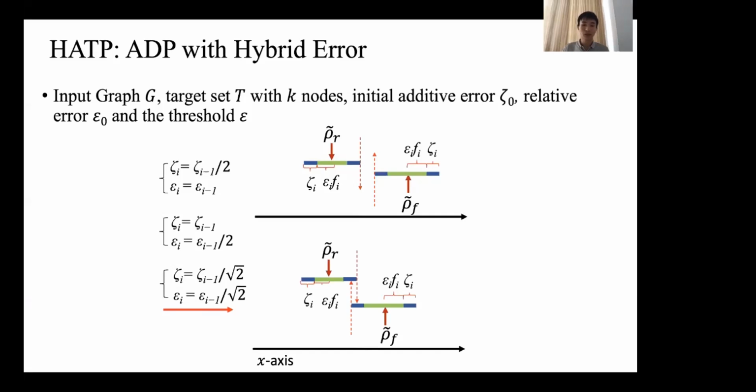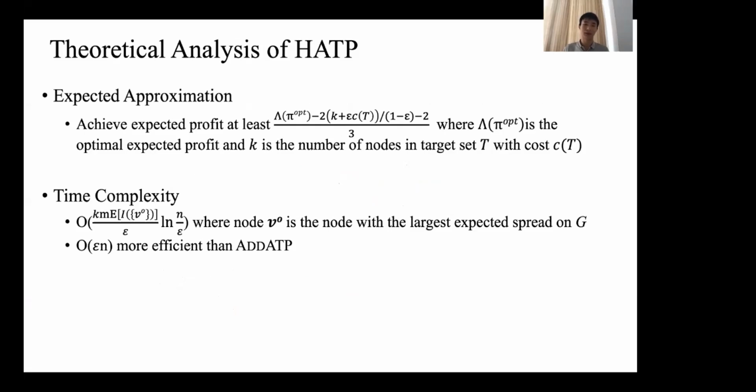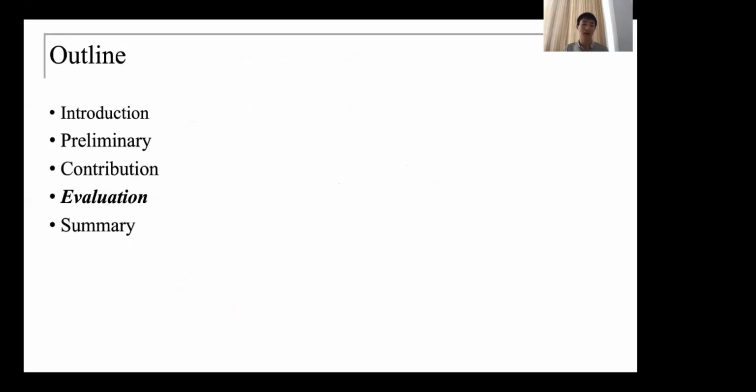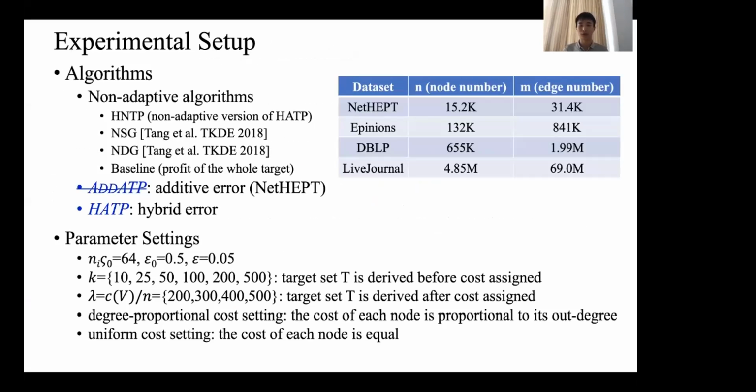Finally, we prove that our algorithms can still obtain theoretical guarantees. More importantly, it can speed up the entire procedure by a factor of epsilon n. So to evaluate our proposed solutions, we use several real-world data sets. For example, the LiveJournal data set has millions of nodes. We compare with some baselines, especially some non-adaptive algorithms.